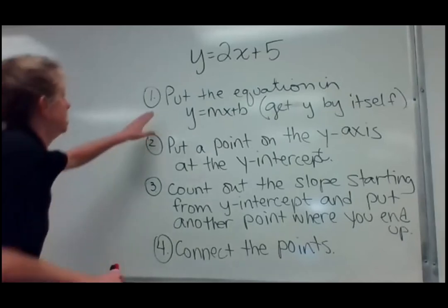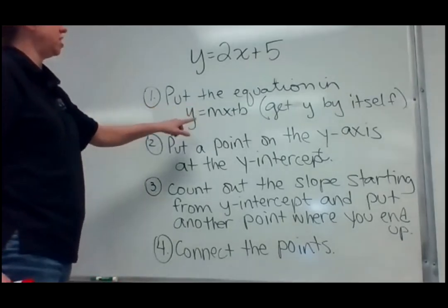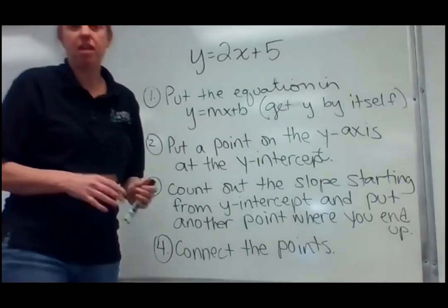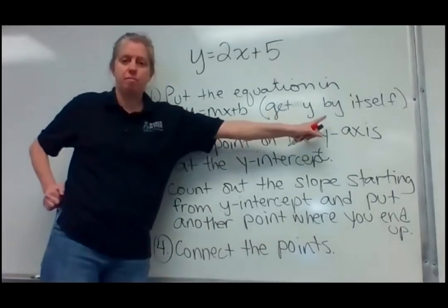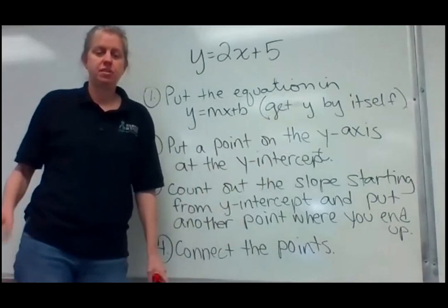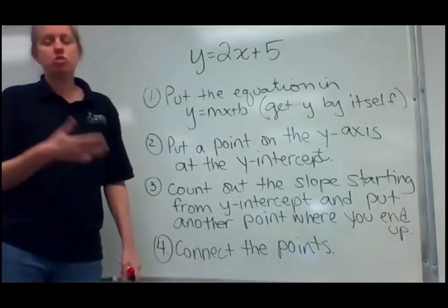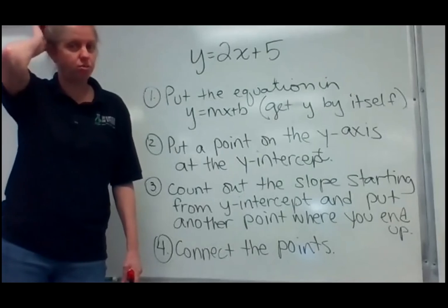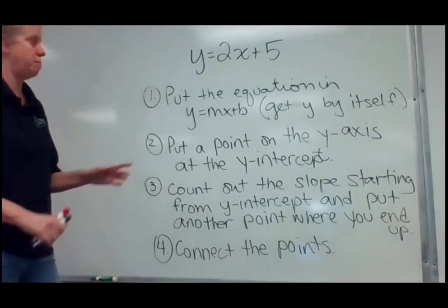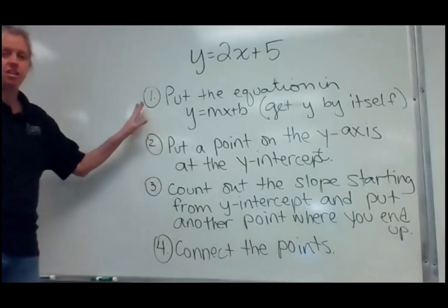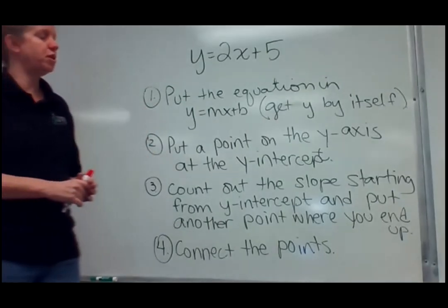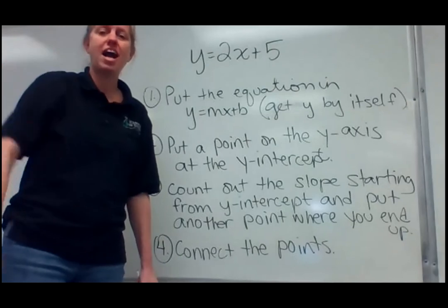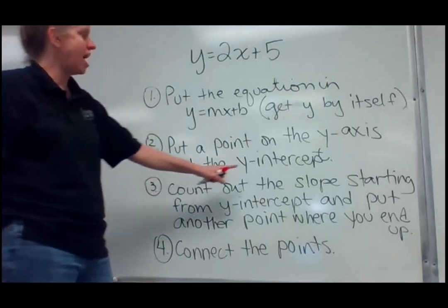So I'll read out what it says. So the first thing you're going to do is put the equation in y equals mx plus b, which is the slope-intercept form, which essentially just means get y by itself. Sometimes the equation will already be like that for you. You won't have to always do that step. If the y is by itself already, you don't even have to worry about step 1. Okay? Step 2 is you're going to put a point physically right on the y-axis at the y-intercept.